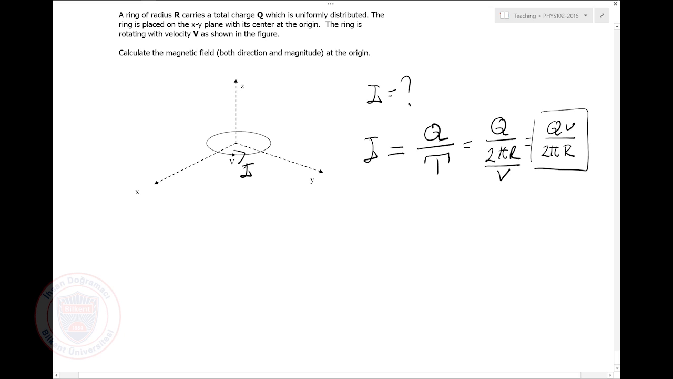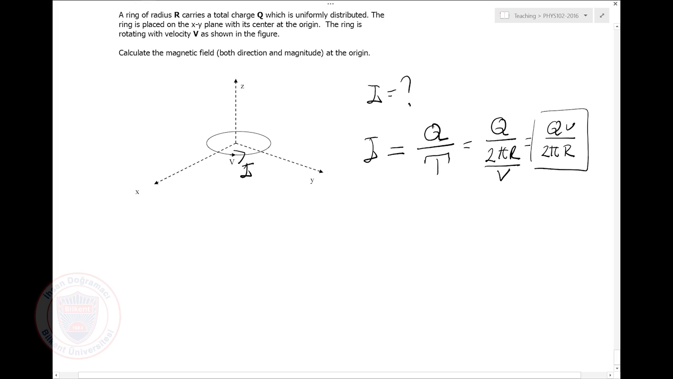If now I have current I in this direction, can you tell me which way the magnetic field is? We had the right hand rule. How did we use that? We put our fingers, when I have a loop, along the current direction, and my thumb points in the magnetic field direction. So here I have rotation in this sense, so my thumb is pointing up. I can immediately say that the magnetic field will have magnitude, and it will be along the z direction. All right?